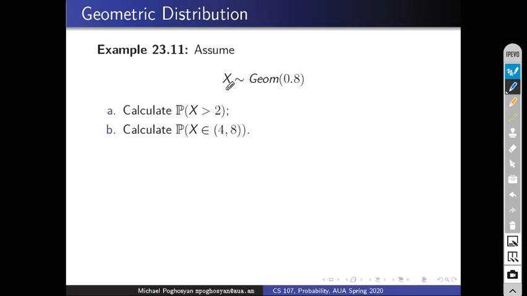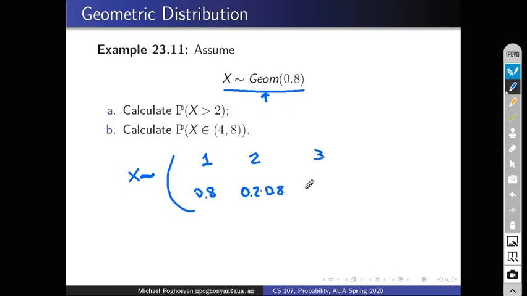Concerning the geometric probability, assume X is geometric with parameter 0.8, with probability 0.8. So calculate the probability that X will be larger than 2. So what this means, I'm reading this in the following way. X is a random variable with the following PMF. X is taking the value 1 with probability 0.8. X is taking the value 2 with probability, well, 1 failure and 1 success. X is taking the value 3 with probability 2 failures and 1 success.